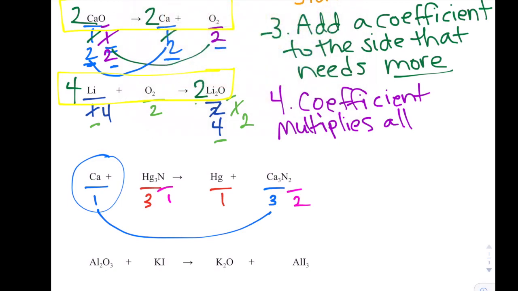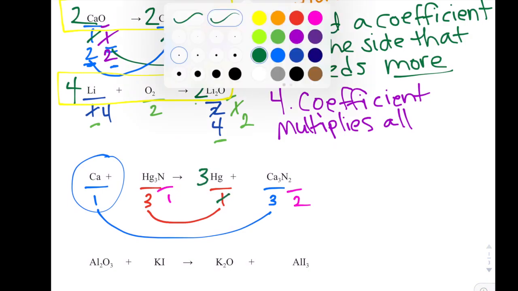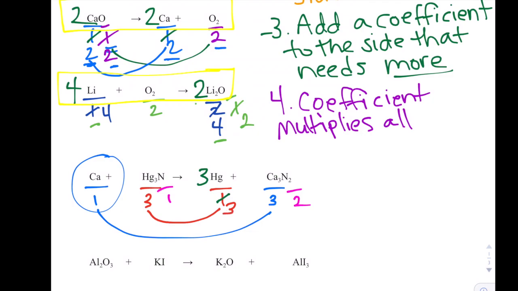So I'm going to go to one of these that's bonded. So the Hg and the Hg here. And now I see 3 on the left and only 1 on the right. So the one that needs more is where I need a coefficient. And 3 times 1 will give me the 3 that I need. So now the red 3 Hg, 3 Hg, that balances.